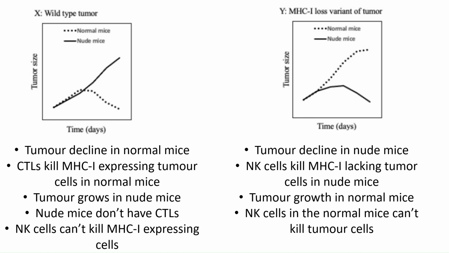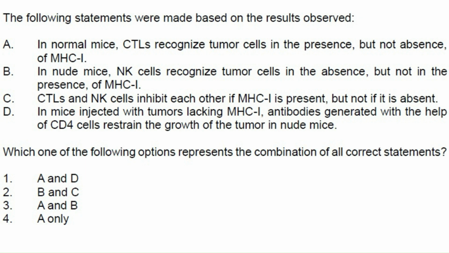So now, from all this data and all this discussion, let's revisit the options once again. The first statement is statement A. In normal mice, cytotoxic T lymphocytes recognize tumor cells in the presence of MHC1, but not in the absence. Now, this statement is correct. Then, statement B. In nude mice, natural killer cells recognize tumor cells in the absence of MHC1, but not in the presence. This is also correct.